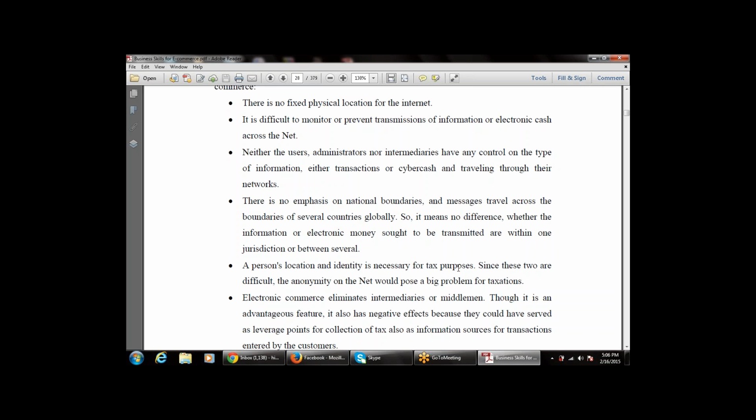A person's location and identity is necessary for tax purposes. That is, it is very important to know the person's location and identity for levying the tax on the various transactions. Since these two are very difficult to establish, anonymity on the net would pose a big problem for taxation.